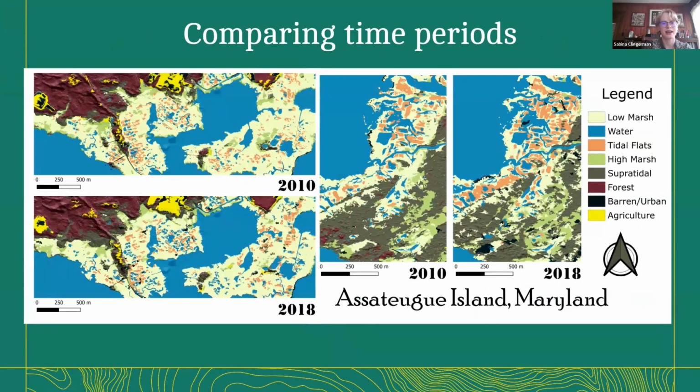So here's some more maps that I made of Astigui Island, and these just kind of show the change over time. So you can see the one on the right, there's more tidal flat, more of that orange in 2018 compared to 2010. It takes a second, and then once your eyes focus on it, you can see all the difference between, and it's really interesting that that much change in the land happened over 8 years.